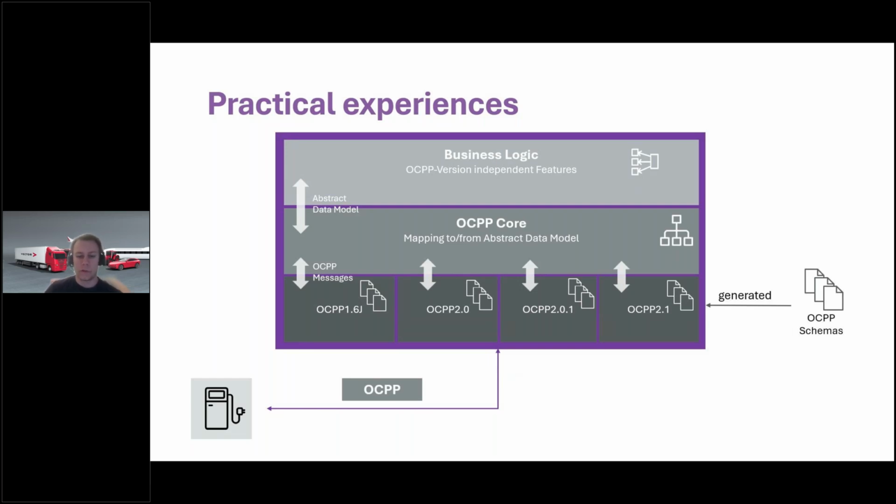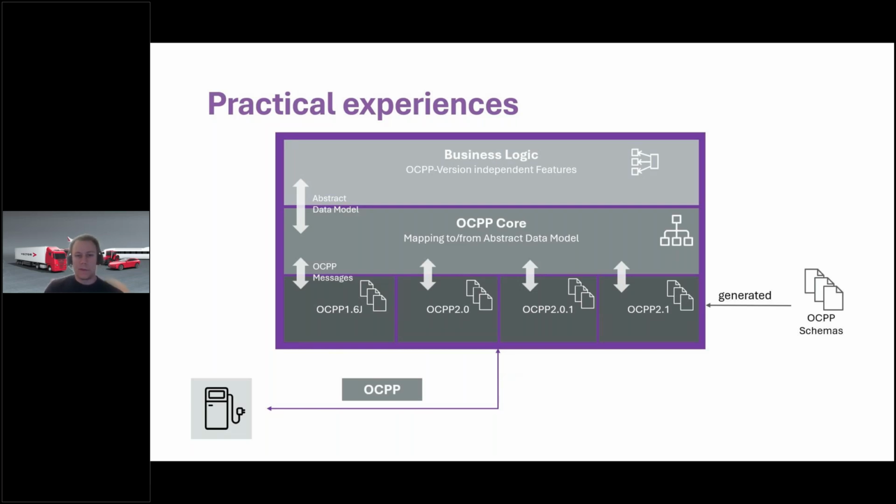Now, by doing so, we made sure that we don't have to adjust our business logic when we want to support newer OCPP versions. And one thing I think we also see more and more in the field, it's really important that we generate the OCPP messages from the OCPP schemas. So with every OCPP version, OCA also releases the JSON schemas, and then you can generate the classes from them, and then you don't have to type them by hand.